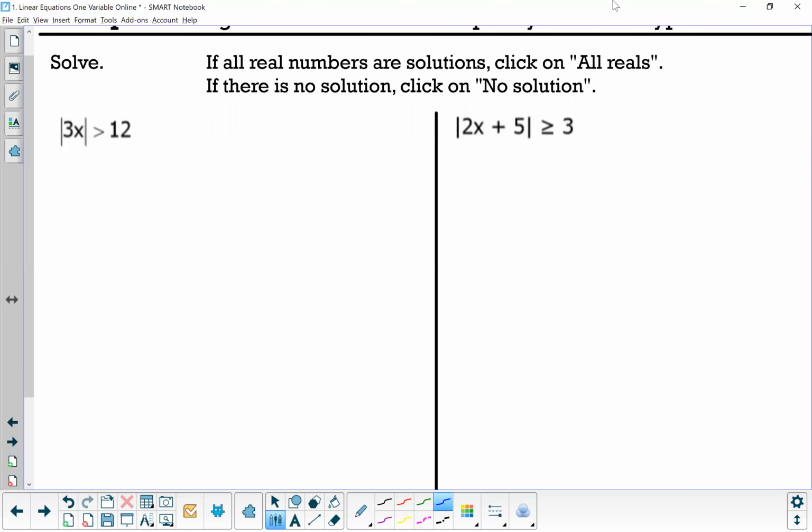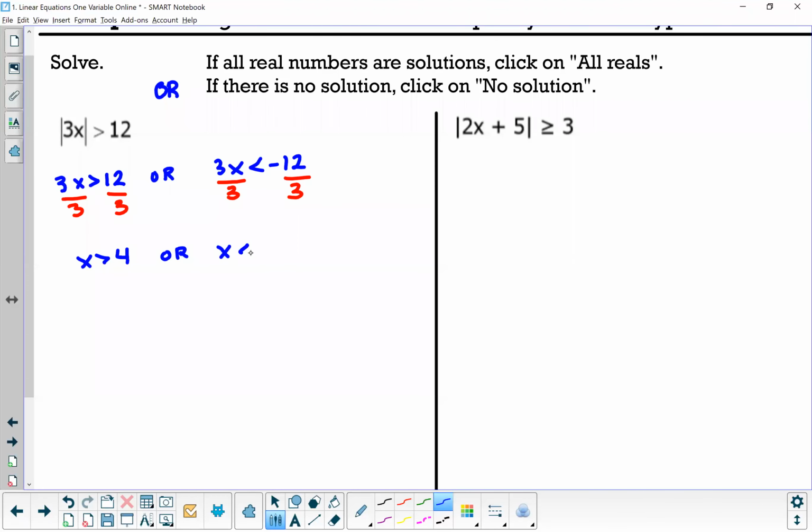All right, so let's start with the first one. We have greater than, so we're working with or. So that means we have 3x is greater than 12, or 3x is less than negative 12. Let's divide by 3 on both sides for both inequalities. So that gives us x is greater than 4, or x is less than negative 4.